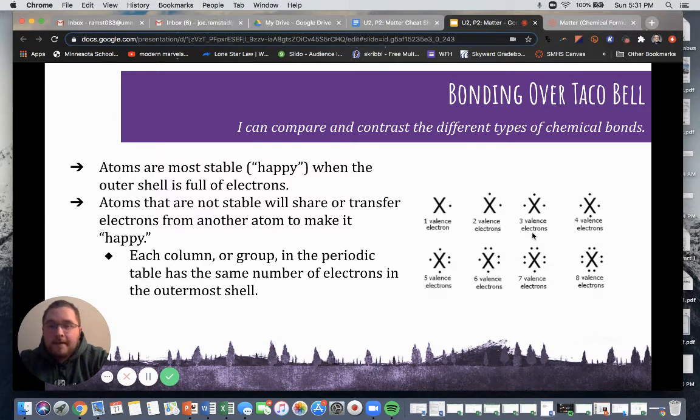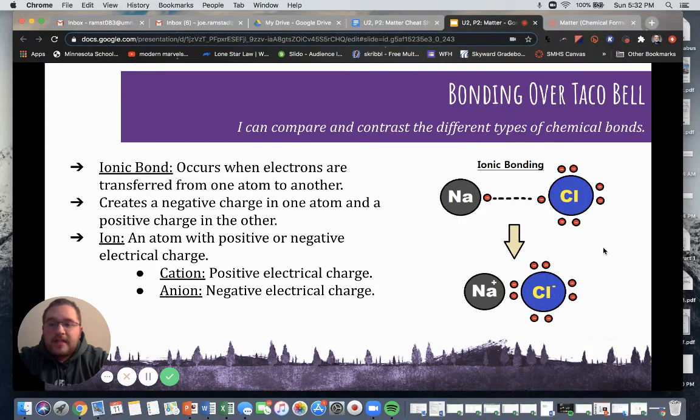Atoms that are not stable will tend to share or transfer their electrons from one atom to another to make it happy. Okay? So again, this is our Lewis structure diagram over on the right-hand side. 1 valence electron is going to look like this, but if we have 8 and it's full, it's going to look like this. So each dot represents a different electron that's being added. Now we're going to talk about ionic versus covalent bonds, and they're a little bit different in that ionic bonds occur when electrons are transferred from one atom to another.